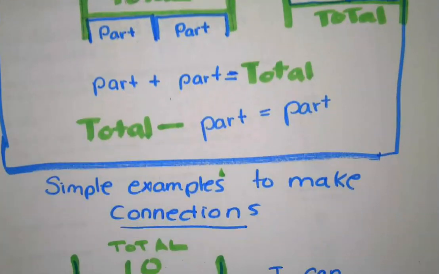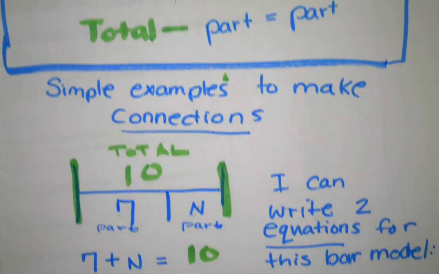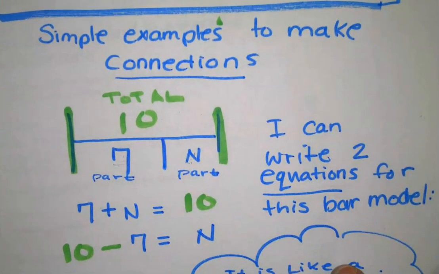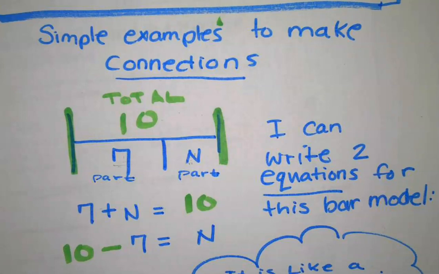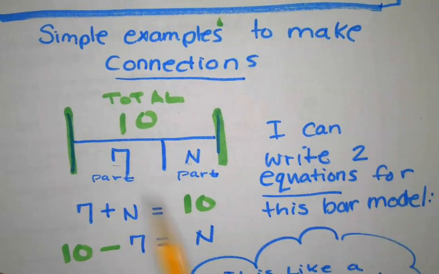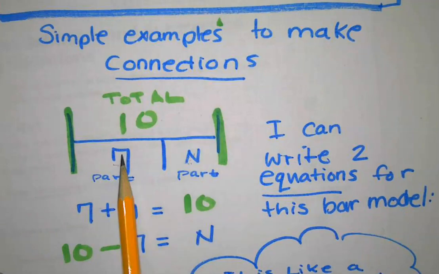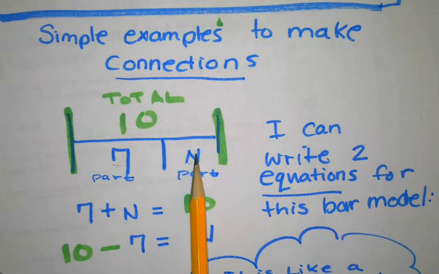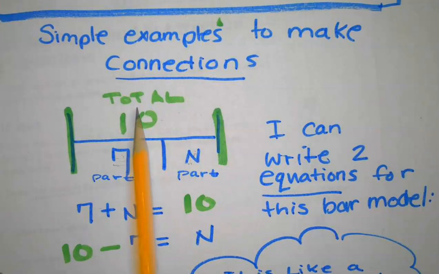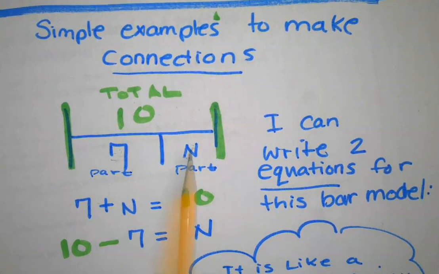Alright, now just to make that a little bit more clear, I've taken a very simple example so you can make a connection to this. In this example, I'm using the problem 7 plus some number is equal to 10. When I look at this model here, I see that these two parts have to be combined or added up to equal this 10. So I can write an addition equation for that: 7 plus some number is equal to 10.